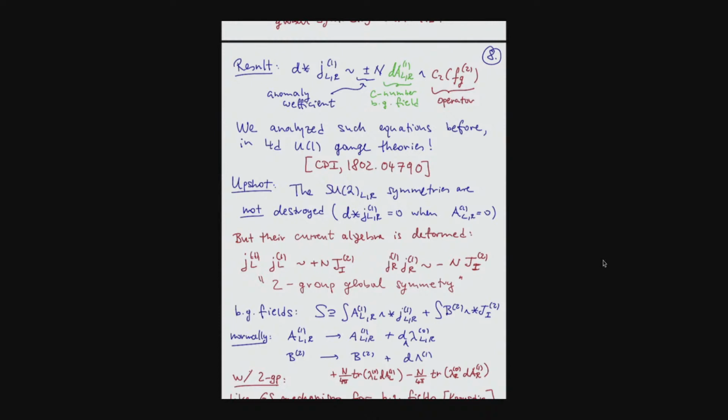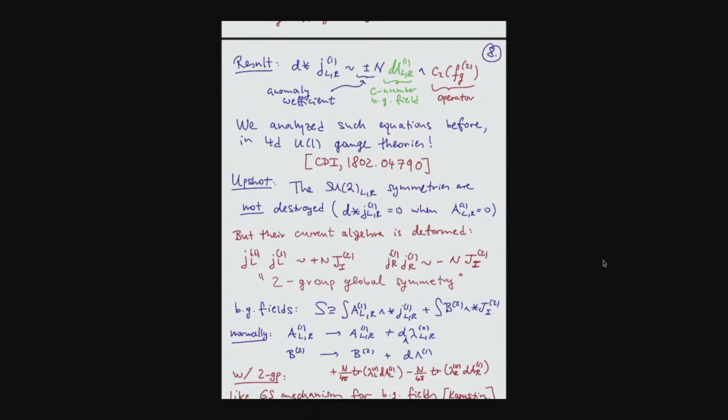And one easy way to see that is that if you want to test whether or not a symmetry is actually a symmetry, you should turn off the corresponding background fields. Just go to flat space, no background fields. And when you turn off the background fields, this term vanishes. So the right-hand side vanishes when you turn off the background fields. And that's a signal that the currents themselves are actually perfectly fine. So they're actually conserved operators, and you can use them to define conserved integrated charges.